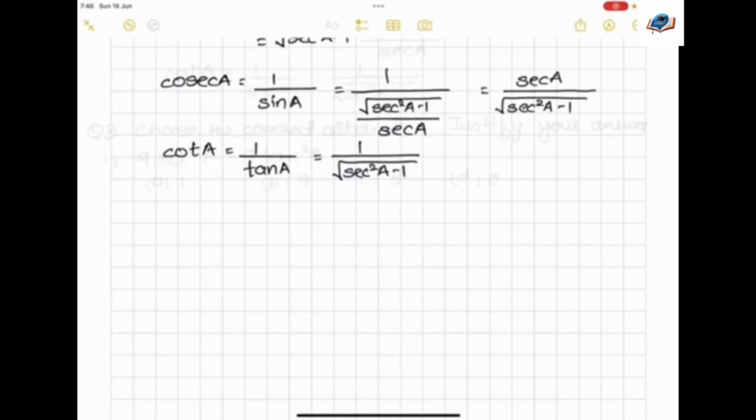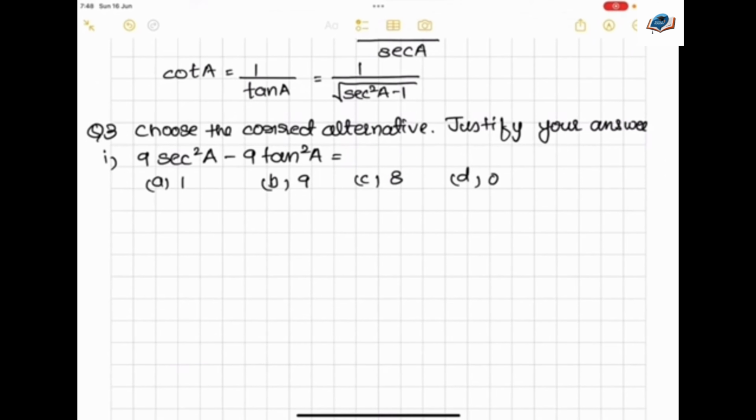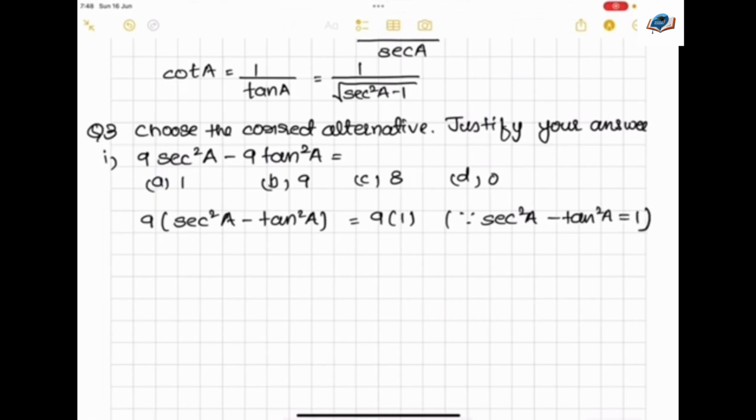Now question 3 says choose the correct alternative. Justify your answer. 9 sec square A minus 9 tan square A equal to. So first I am taking 9 common from both. So 9 into 1. So the answer will be 9, because sec square A minus tan square A equal to 1. So the answer is 9. So option B is right.